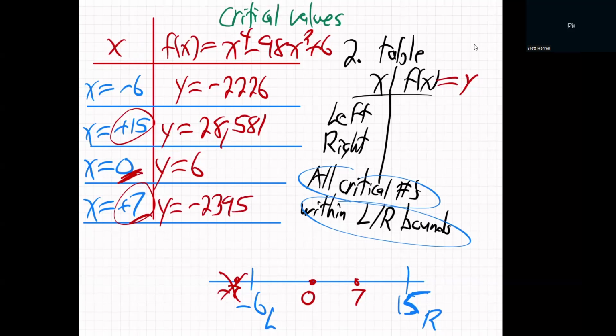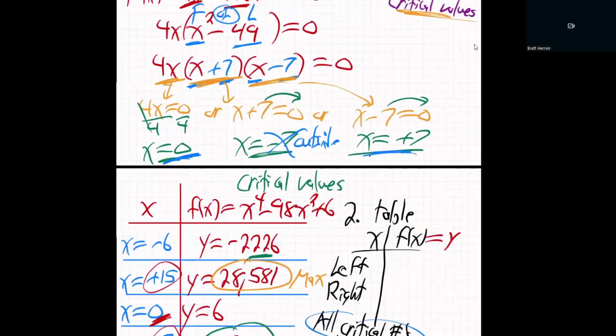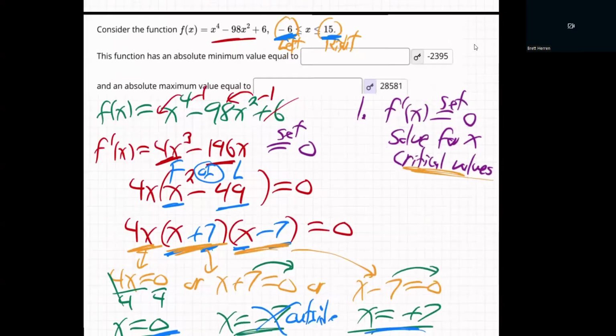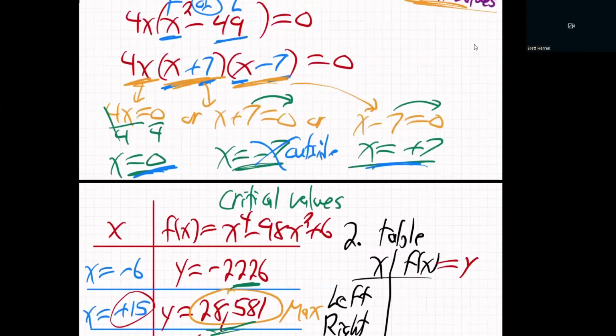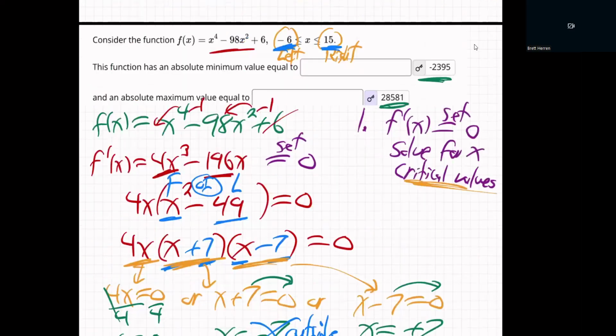All right. Who's the biggest? Well, this guy. He's the max. Who's the lowest? This guy. He's more negative than this guy is. Negative 2300 is more negative than negative 2200. All right, there's the max, there's the min, what they want for us. The min is negative 2395. The max is 28,581. We got it.